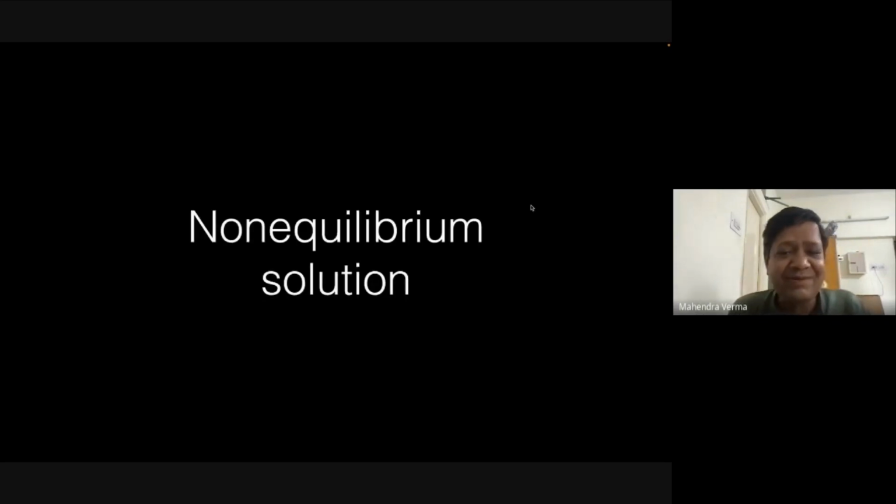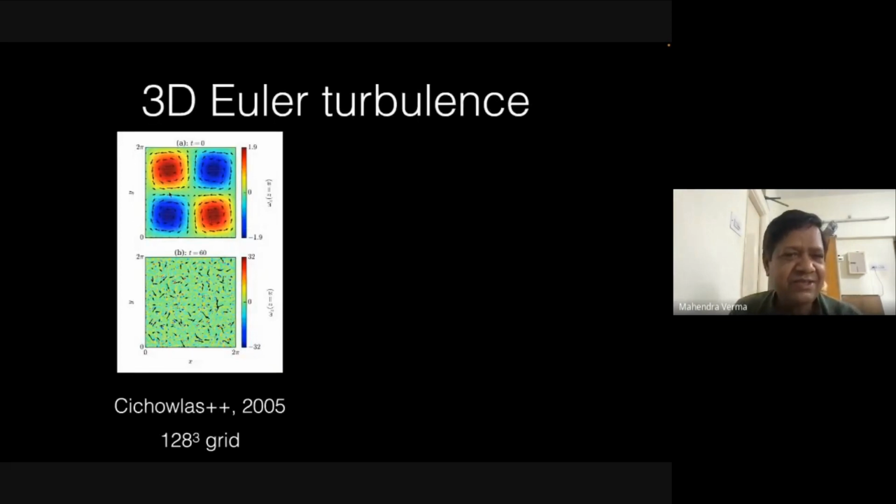Now let's look at a non-equilibrium solution. This is interesting. Instead of starting with a random initial condition, we start with a vortex initial condition. This is not 3D, this is only a cut. We have a 3D box, but I make a horizontal cut. The color coding shows vorticity. You can see there are 4 vortices, 2 cyclones and 2 anticyclones. This is t equal to 0, the initial condition.